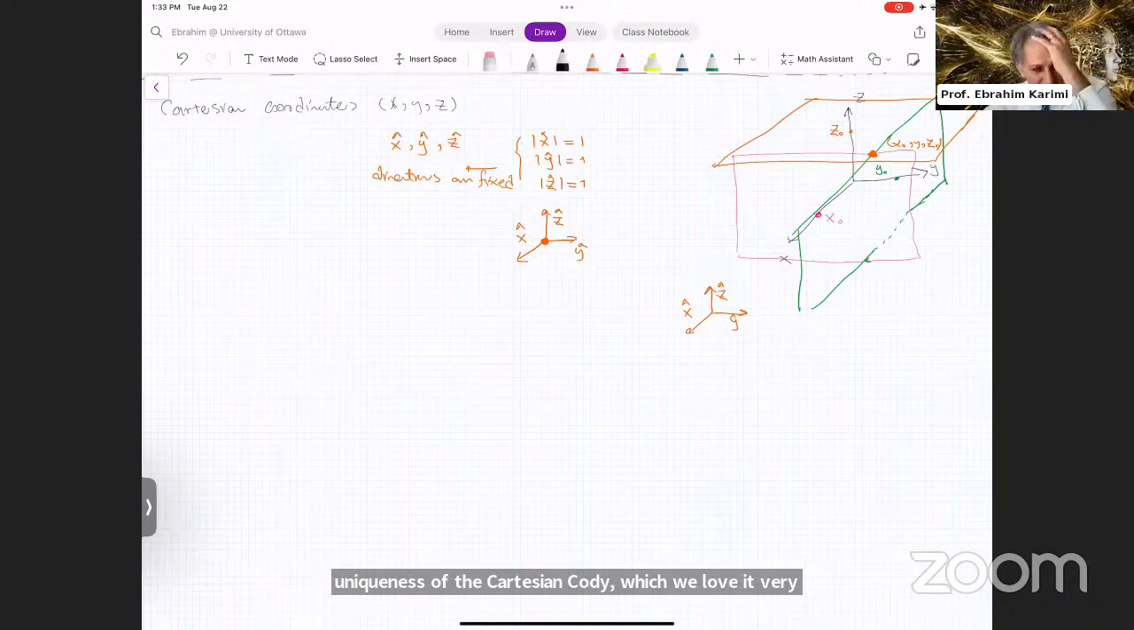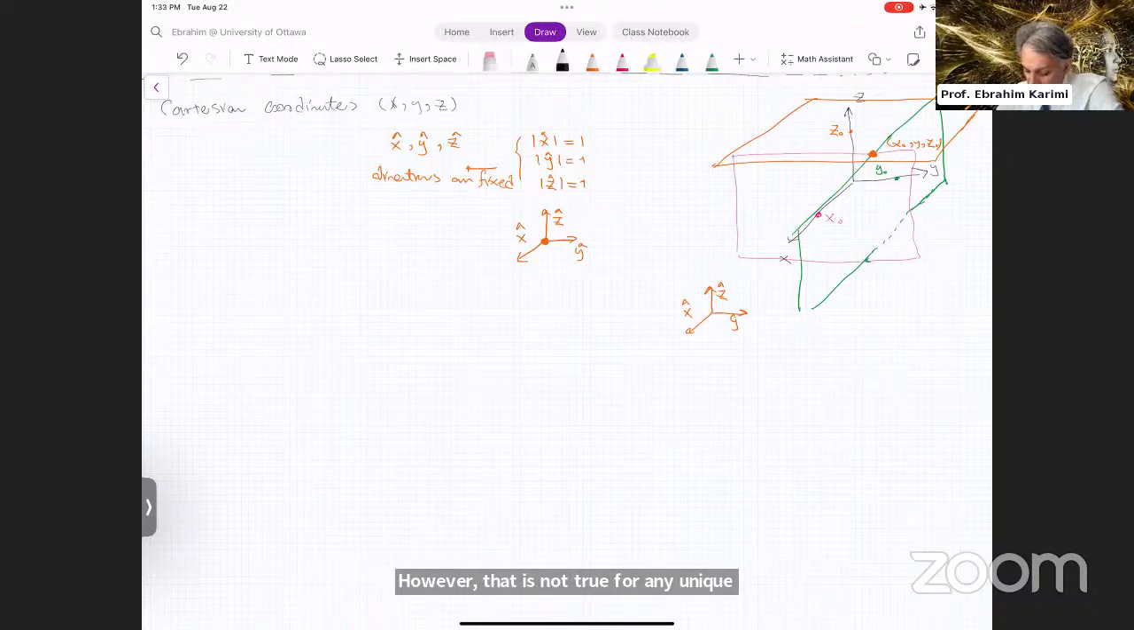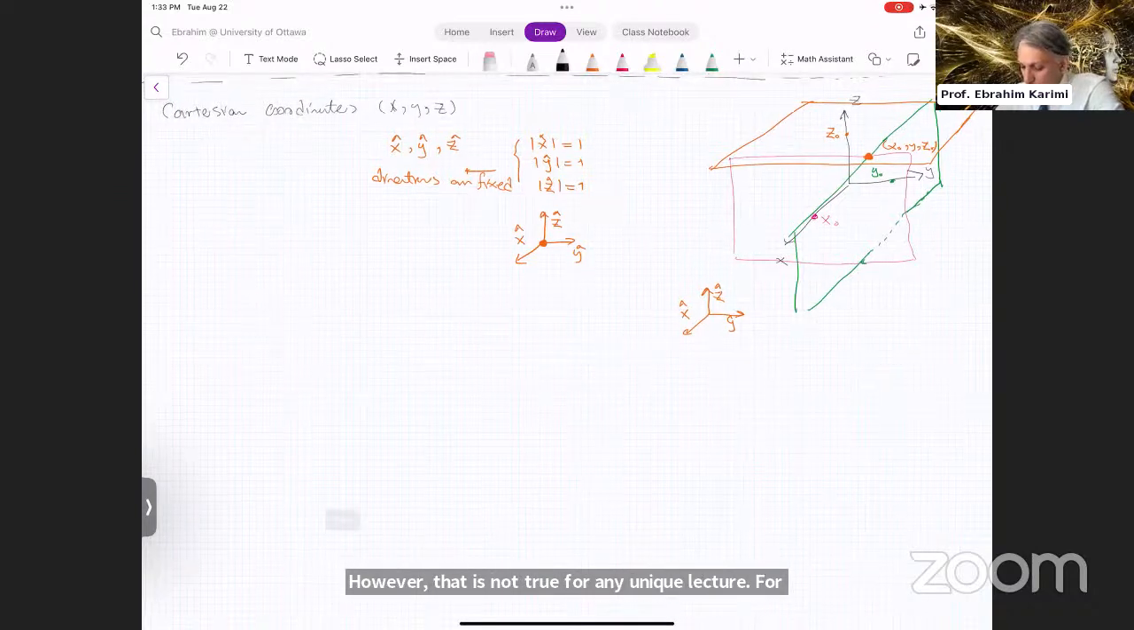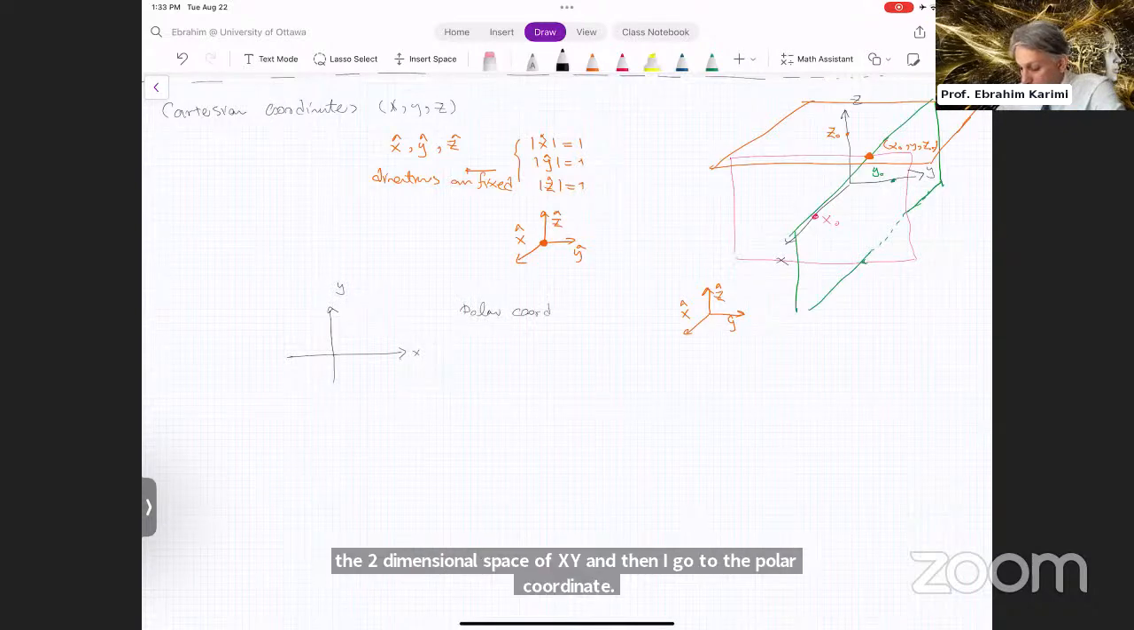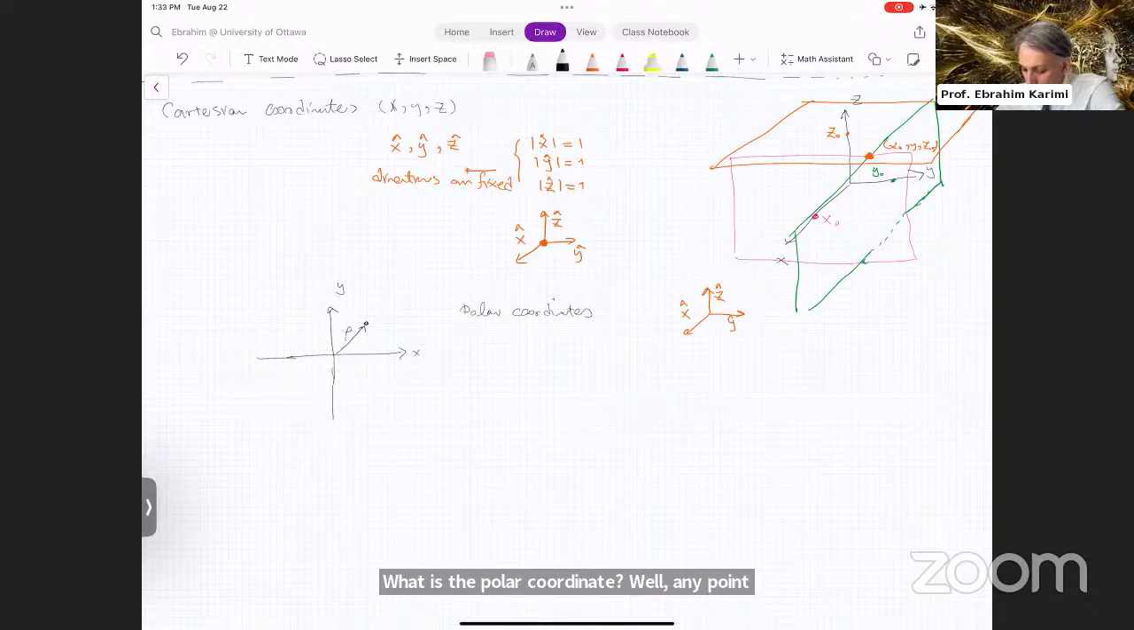However, that is not true for any coordinate system. For example, in two-dimensional space of x, y, I can go to the polar coordinates. What is the polar coordinate? Well, any point here is determined by a distance, which I call rho, and an angle, which I call phi or theta, it is up to you. Okay? Do you agree?